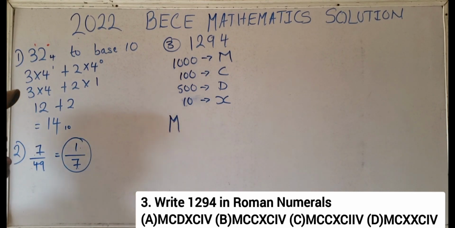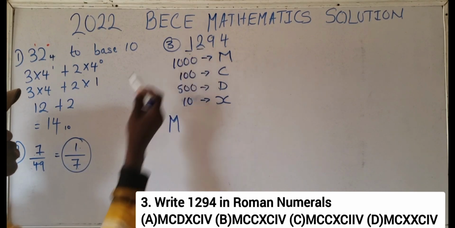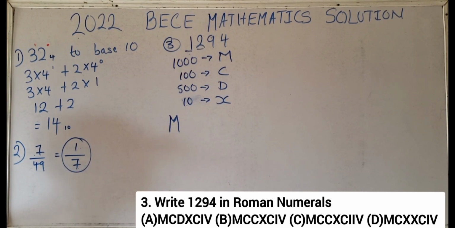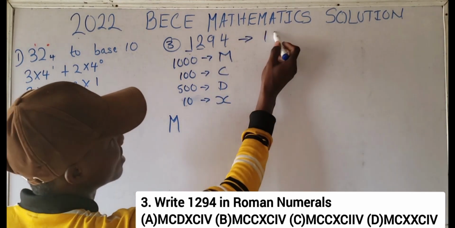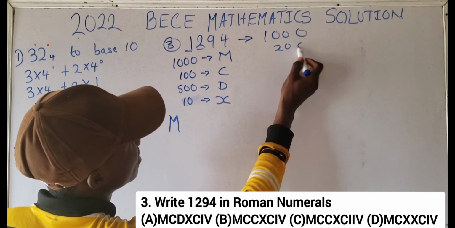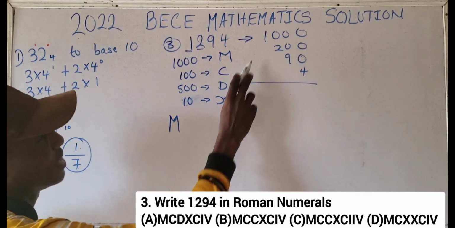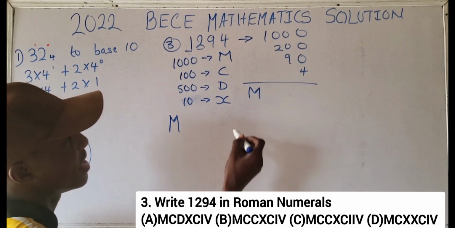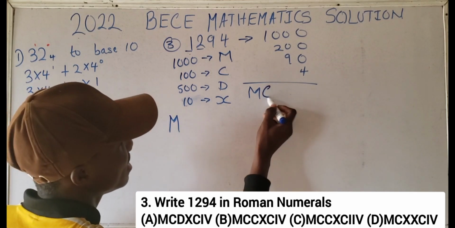Now we are done with this. Let's proceed to that 200. If you want to get this question, just rewrite 1294 as 1000 plus 200 plus 90 plus 4. Now 1000 is M. 200 is CC, because 100 is C. So I'm going to have CC.